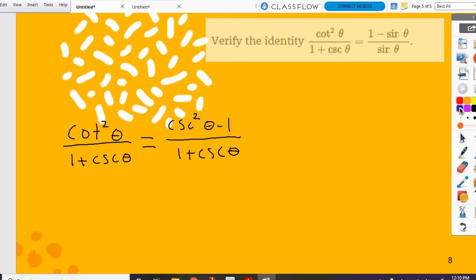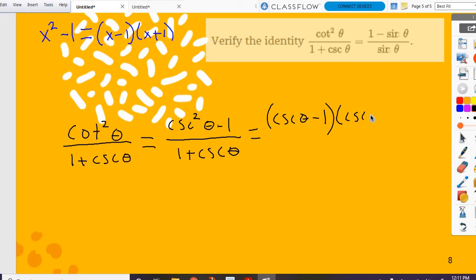So think about it like x squared minus 1 instead. How can we turn x squared minus 1 into two things being multiplied together? I forgot what it's specifically called. Difference of squares. So notice that this would become x minus 1 times x plus 1. So we could do something similar here with my cosecants. So this would be cosecant of theta minus 1 times cosecant of theta plus 1.